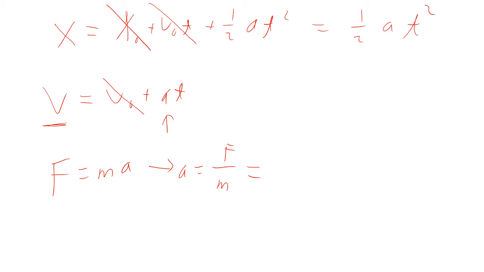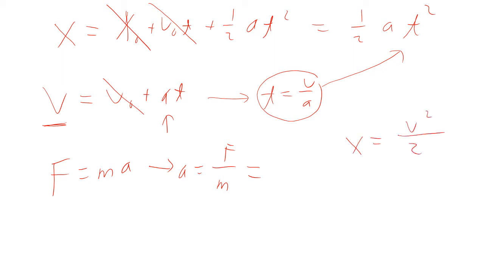Okay, so now we can find a, solve for t and plug into the other equation. Or we could actually just skip the whole step of solving for t separately. t equals v over a. If I plug that in there, then x is going to be equal to v squared over 2a. And so we don't have to do that intermediate step of numerically solving for t. So all we've got to do is find a.